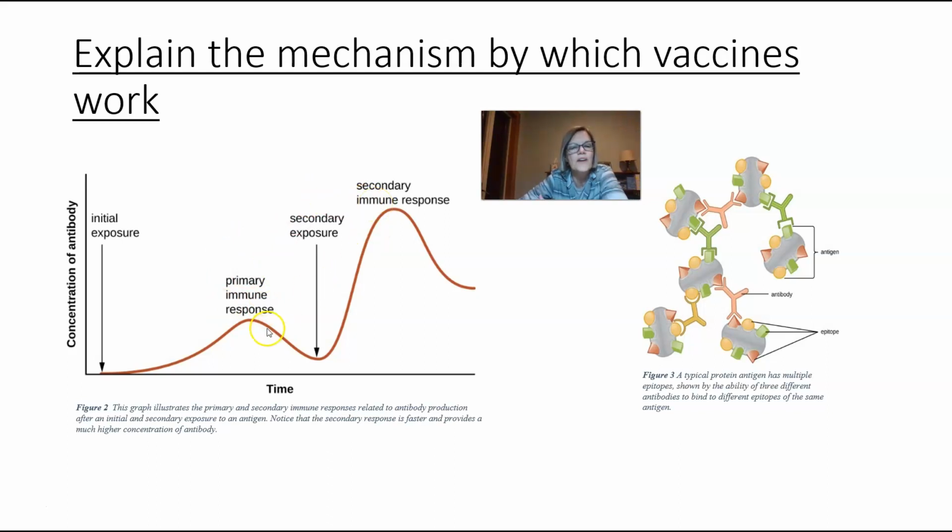Now, what this has to do with vaccines is a vaccine can be used to give you a primary immune response instead of a natural pathogen, and that will allow you to make memory cells and prevent yourself from getting sick when you actually are exposed to the pathogen in nature.